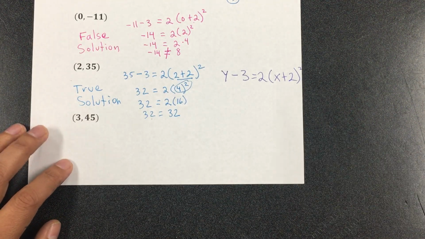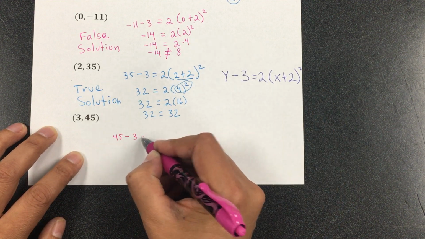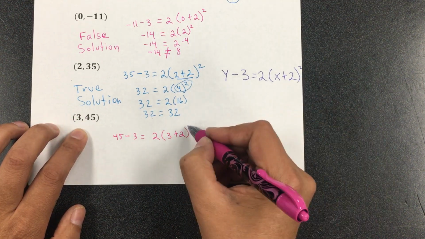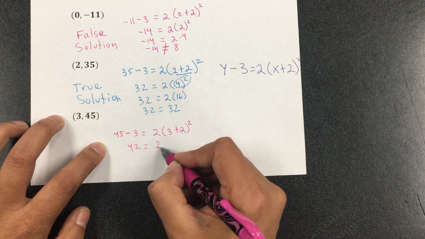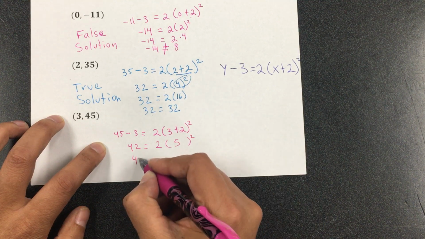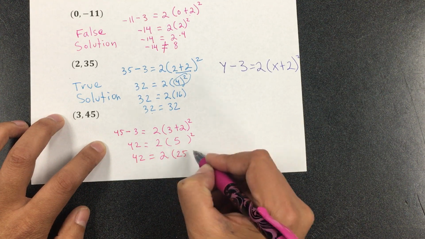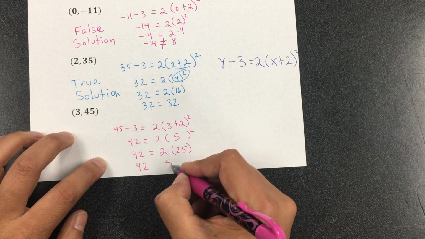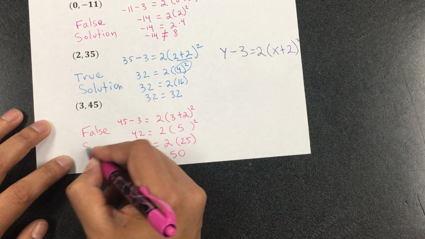Okay, so the last point is 45 minus 3 equals 2 times the value of x, which is 3 plus 2 from here, and everything squared. 45 minus 3 is 42, and here 3 plus 2 is 5 square. 42 equals 2 times 5 times 5, which gives me 25, and 2 times 25 is 50, so they're not equal, so we're going to say false solution.